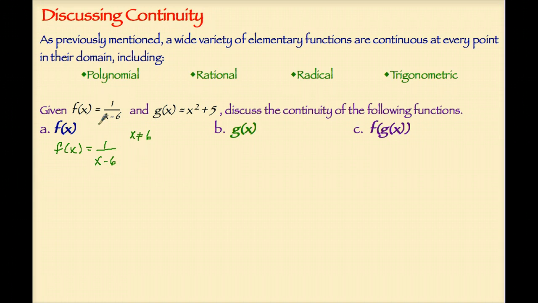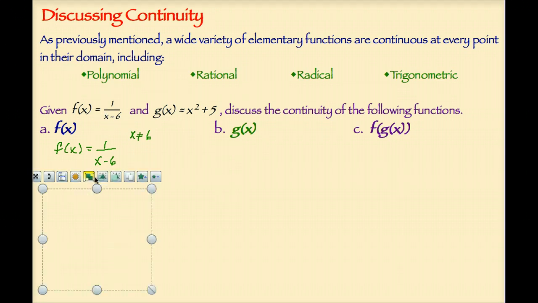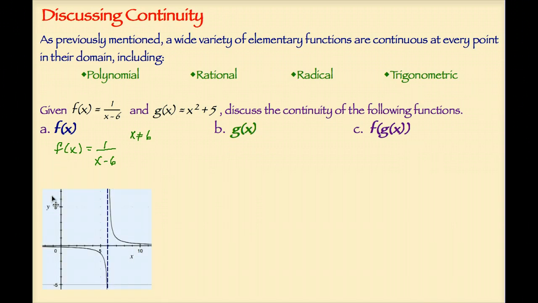Now, since there is no analytic way to rewrite this function in order to find a limit, let's take a look at the graph. As expected, there's an asymptote at x equals 6. We can see unbounded behavior to the left of 6, unbounded behavior to the right. So this function is continuous everywhere except at x equals 6.